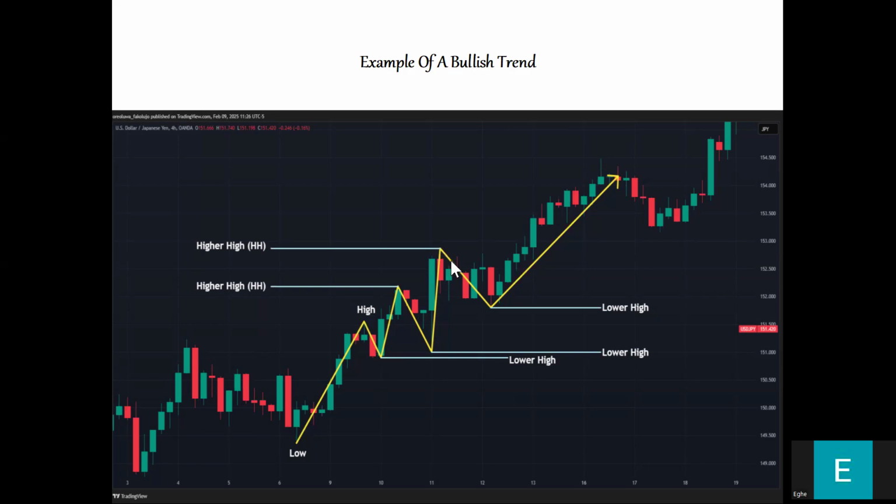The next pullback is this. The next pullback is this. Enter, then push to the upside. The next pullback is this one. All right, because if you draw a horizontal line like this, price pulls to this point. Once price gets to this level, you enter, you push the price to the upside. So this is a clear example of a bullish trend. This is how it is in the real market.